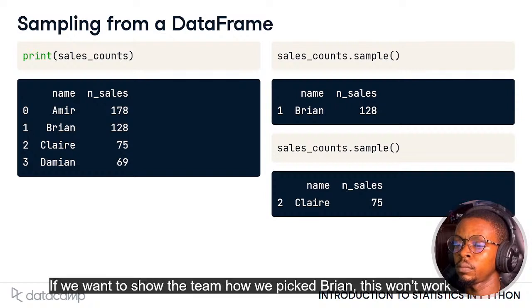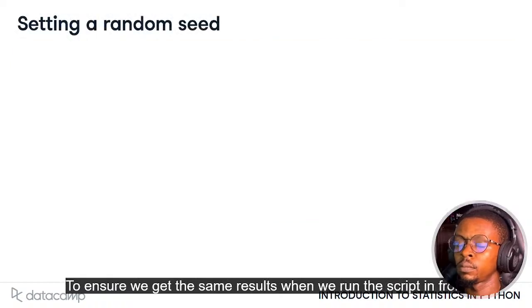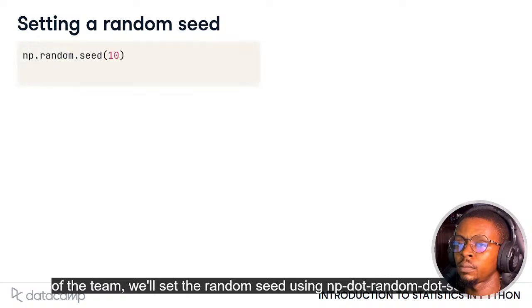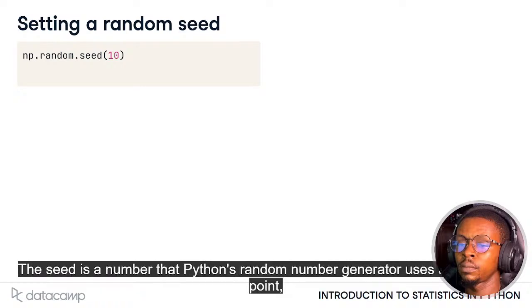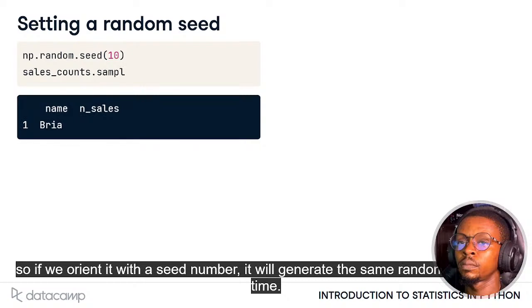If we want to show the team how we picked Brian, this won't work well. To ensure we get the same results when we run the script in front of the team, we'll set the random seed using np.random.seed. The seed is a number that Python's random number generator uses as a starting point. So if we orient it with a seed number, it will generate the same random value each time.